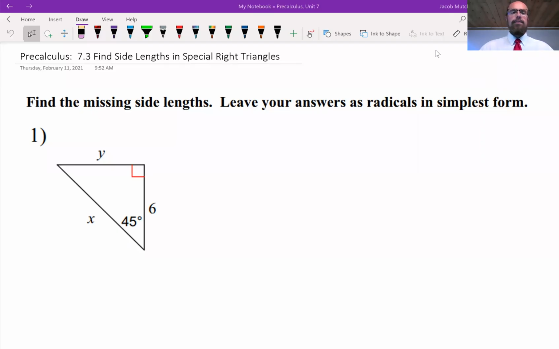Welcome to Pre-Calculus. Today we will find side lengths in special right triangles. We'll take a look at 5 examples. I'm taking a look at the first example.